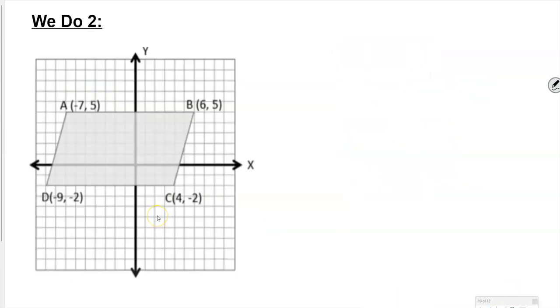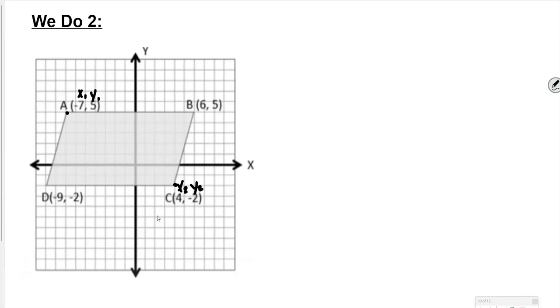All right, on this next one, it looks to me like it's not a rectangle and not a square, because we don't have right angles, okay? But it might be a parallelogram. So how are we going to find that again? This time we are going to look at AC, right? So we're going to do x1, y1, x2, y2.